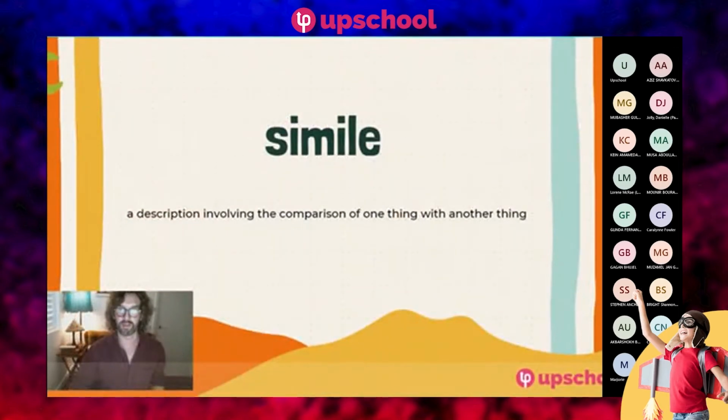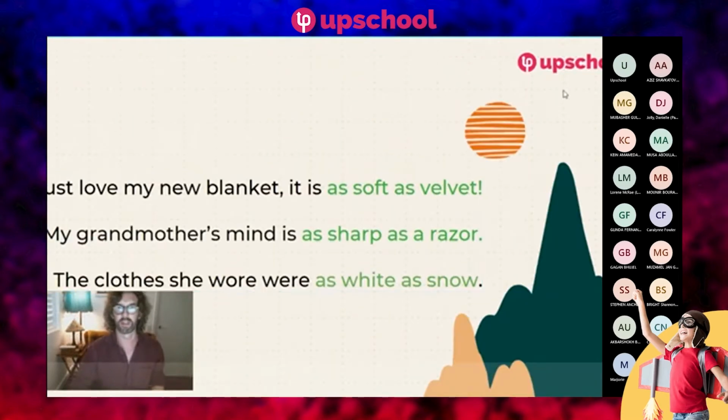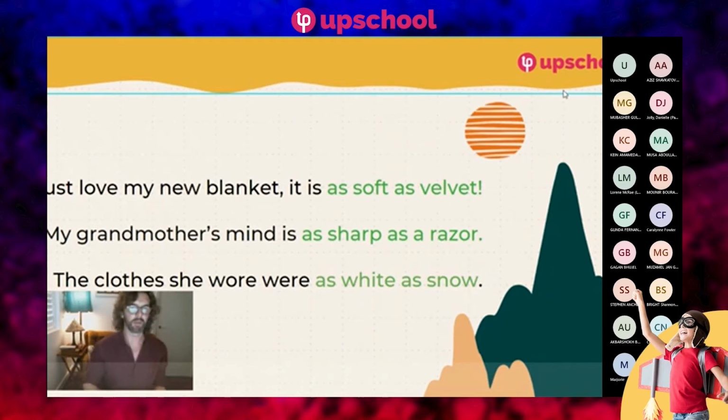Let's go and have a look what a simile looks like. So here are some examples of a simile. And you might want to write these down in your book. You can if you want. I'm just going to read them out to you. And obviously the part in green is the simile. And this is where we're going to have a little bit of a quiz in just a second.